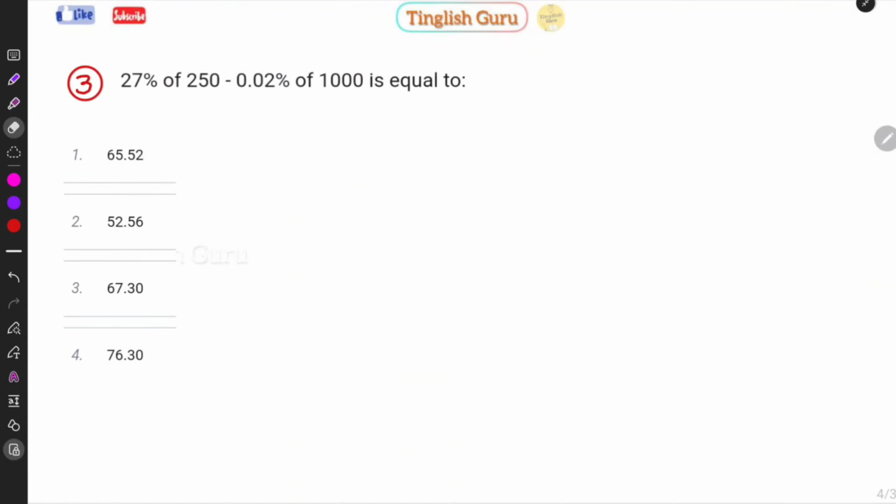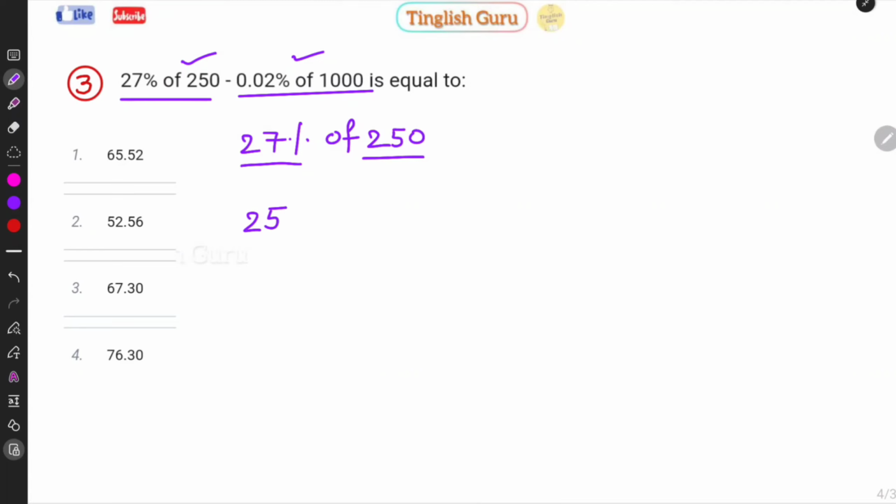Next bit, this bit is related to percentages. Here we are asked to find 27% of 250 minus 0.02% of 1000. This looks very calculative, but there is a simple technique to do this. 27% of 250 is nothing but 250% of 27. So we can write like this.